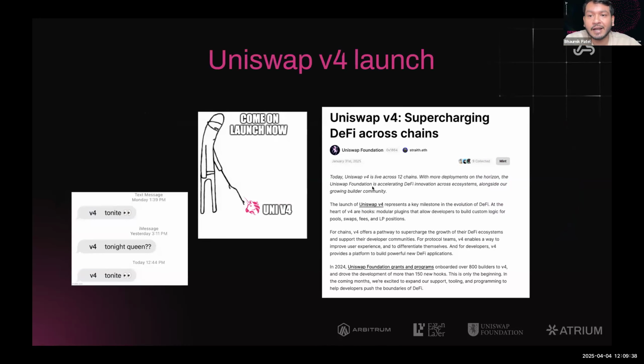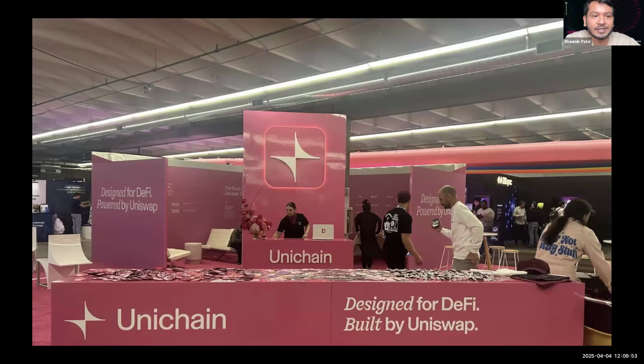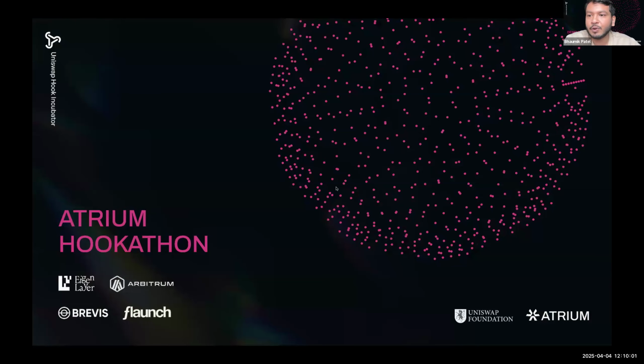This cohort was really exciting because V4 launched while this cohort was live. I love the memes in the chat, like while we were getting ready for the V4 launch, and excited to see all the initiatives that Foundation launched alongside that launch. Unichain also launched in the last few months, so we're excited to start encouraging projects that get built on that, which is really exciting. But now let's jump into what we're here for.